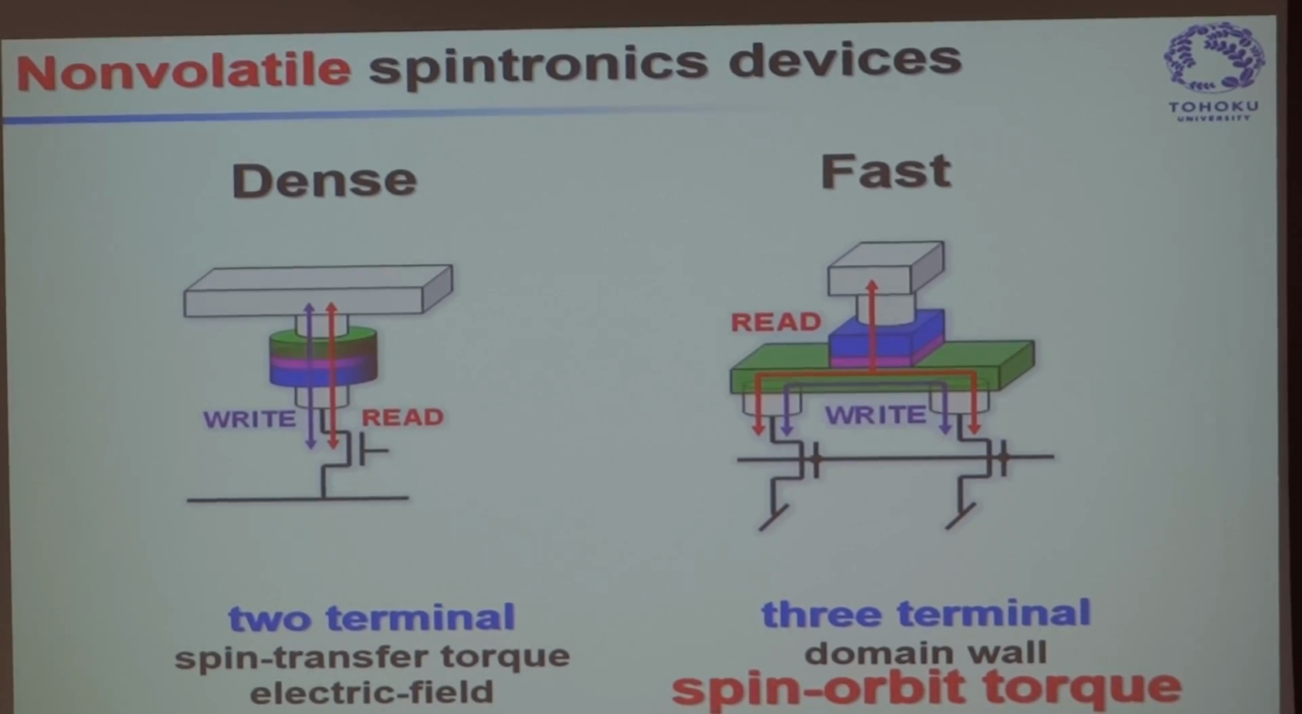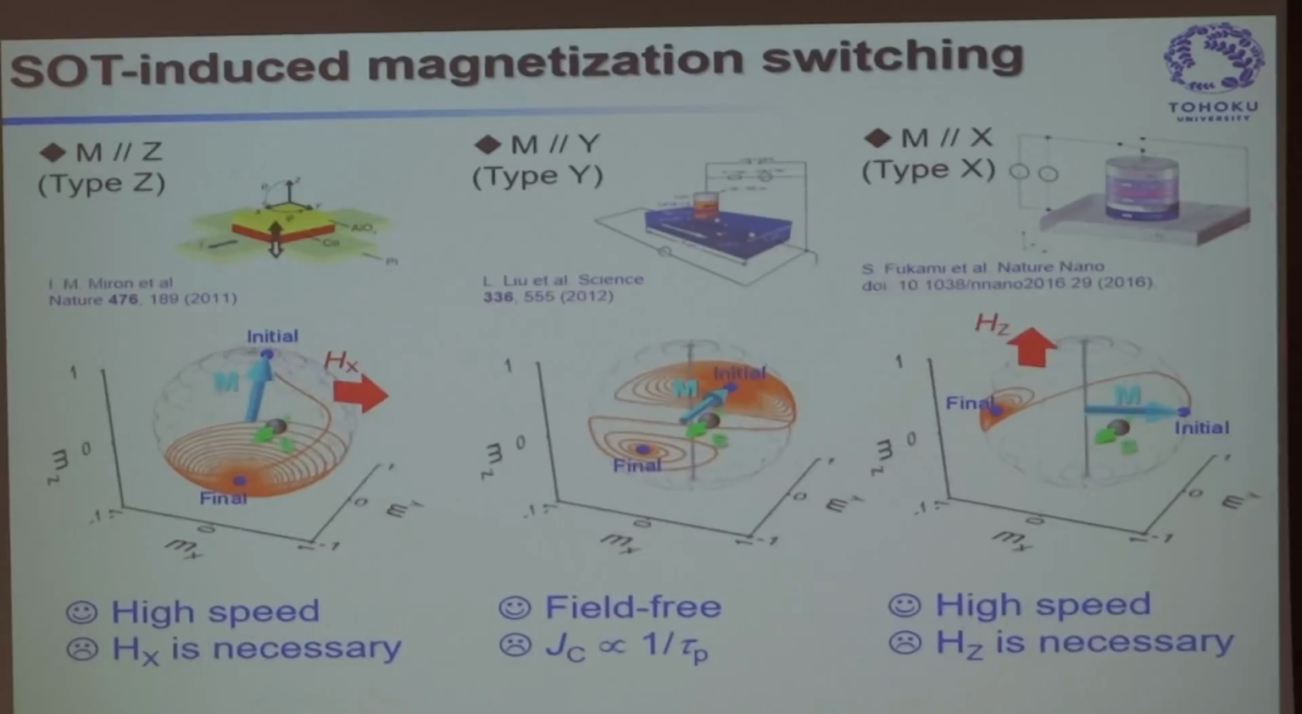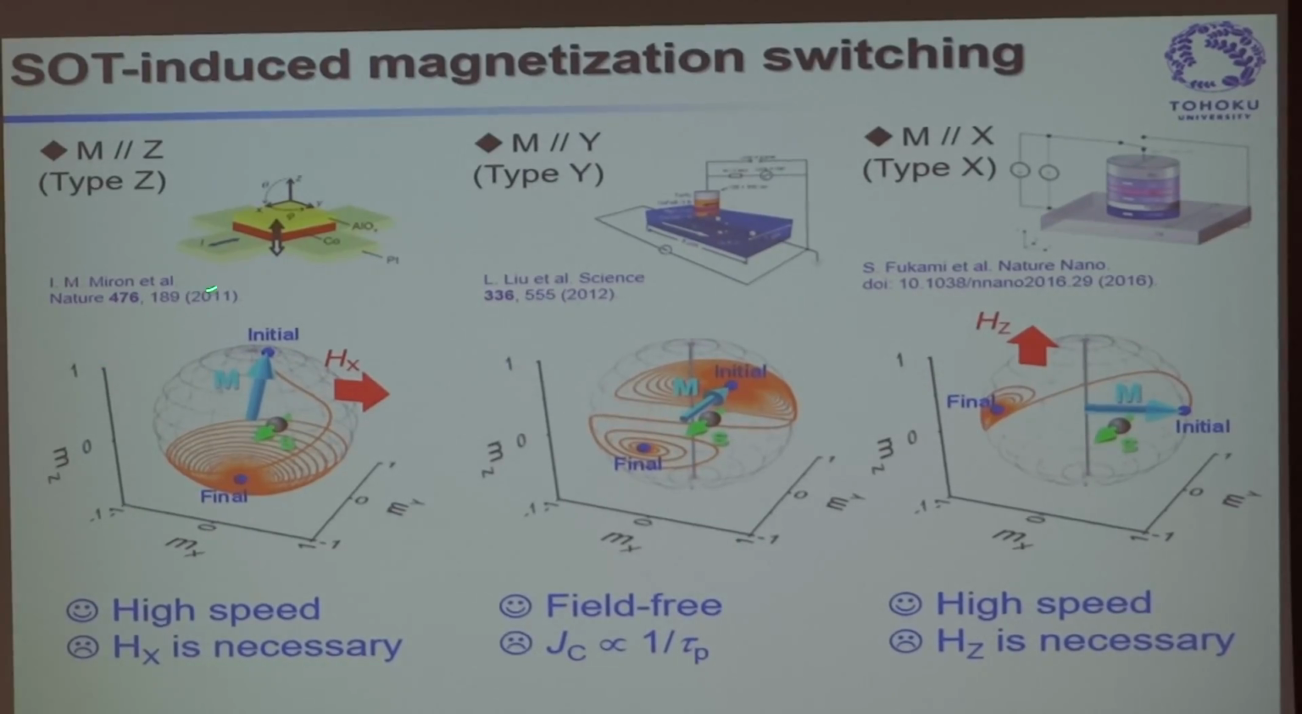switching. So we already know that running current in a heavy metal can exert torque on a ferromagnet that you place on top of your heavy metal. But there are 3 different ways to configure. So this is one way.